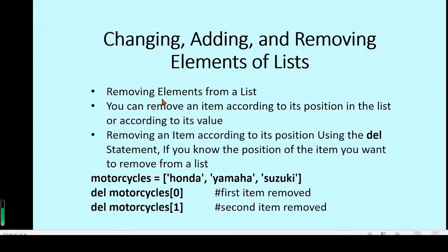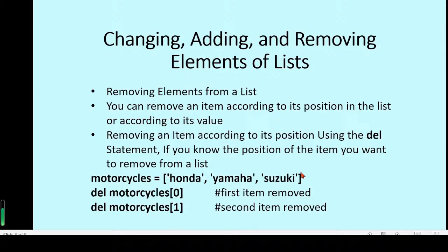And we can also remove elements from a list. You can remove an item according to its position in the list or according to its value. To remove an item according to its position, you can use the del statement if you know the position of the item you want to remove from a list.